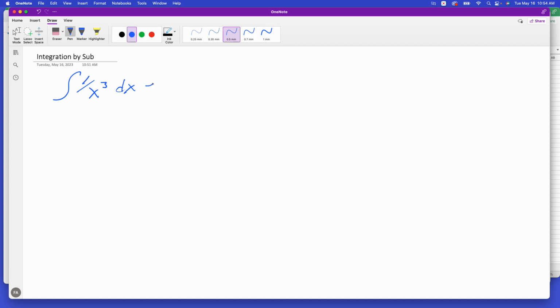Now, this one in particular, we talked about this in a previous video, that we just simply rewrite this as x to the negative 3 dx. You add 1 to the exponent, and you get x to the negative 2, divided by that new exponent of negative 2, and then you get plus c on the end of that. All right, so now that's pretty straightforward. That's not really a problem.